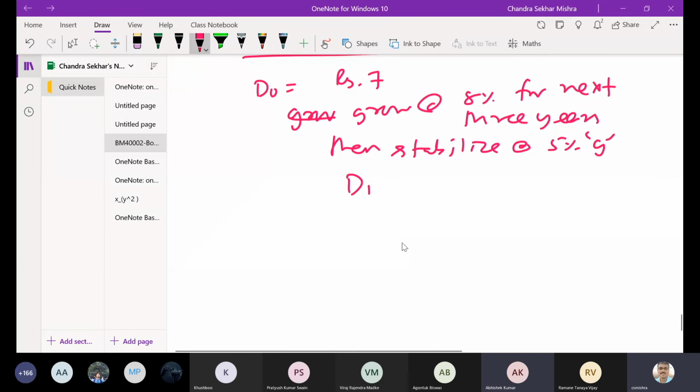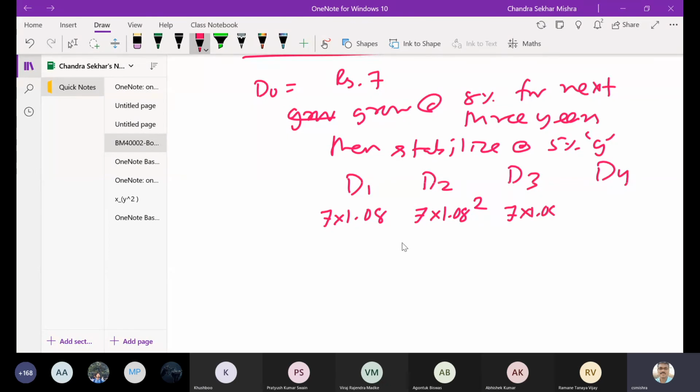So I got D1, D2, D3, D4. What is my D1? 7 into 1.08. What is my D2? 7 into 1.08 to the power 2. D3, 7 into 1.08 to the power 3. And D4 is how much? D3 into 1.05, so 7 into 1.08 to the power 3 into 1.05. Okay, you got the value.